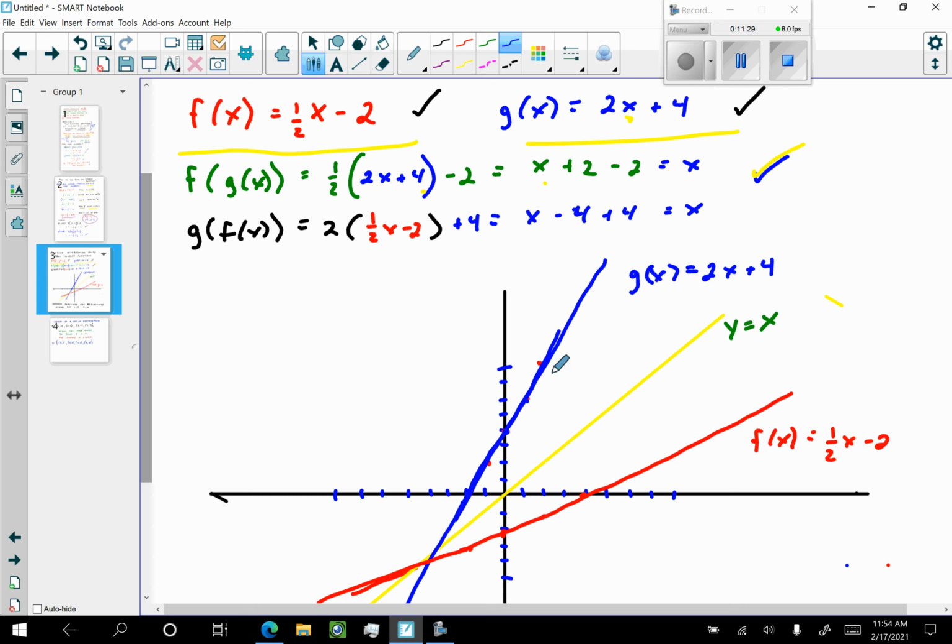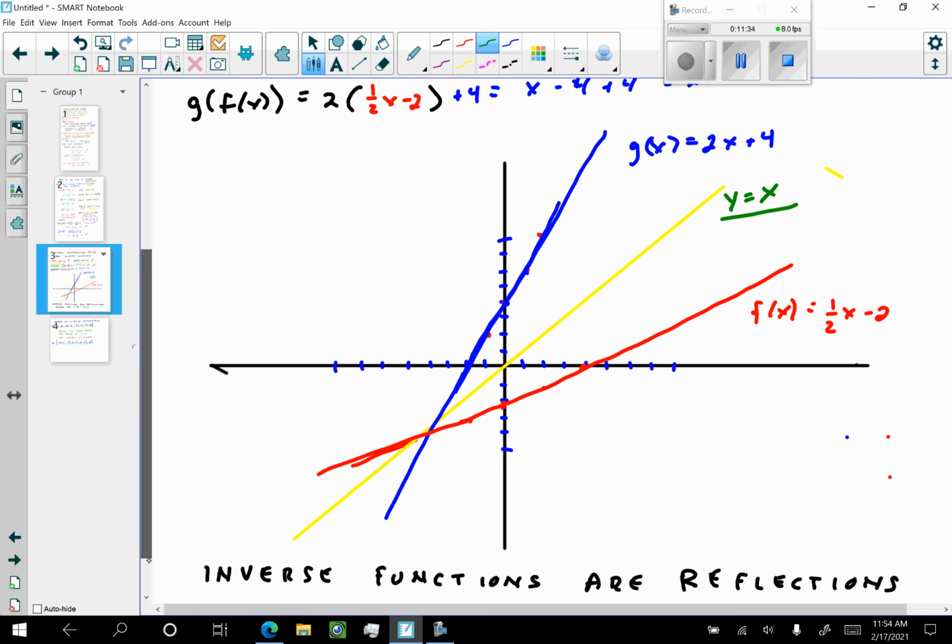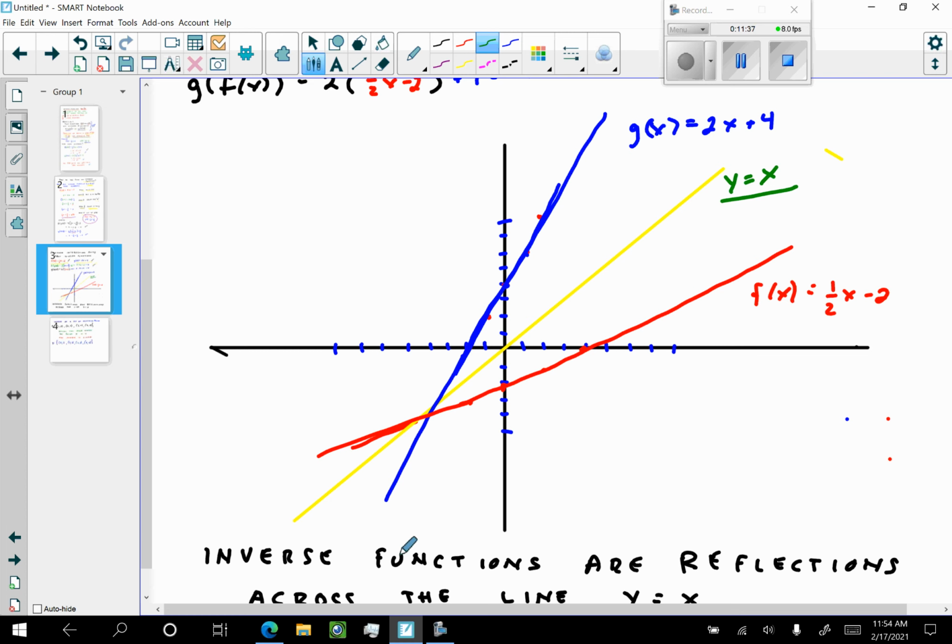And then I'm going to graph the line y equals x, the world's most famous line. And I should see this artistic work here that has been created when the blue line is reflected across the yellow line. If I fold the blue line across the yellow line, what do I get? The red line. And that's an important property of inverse functions that we'll talk a lot about down the road.